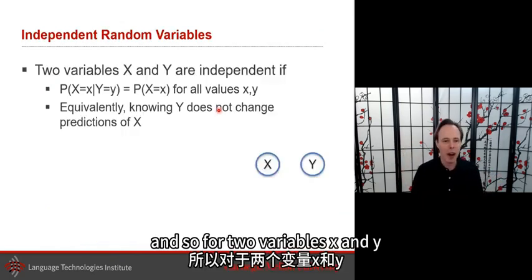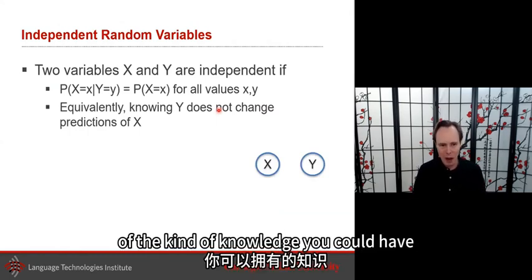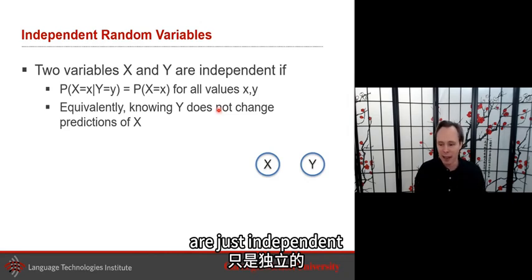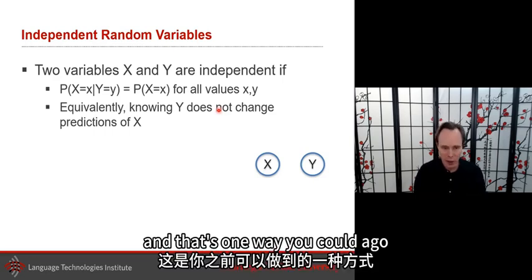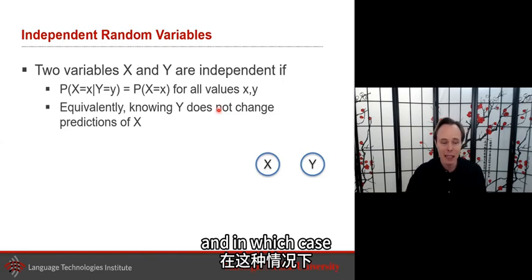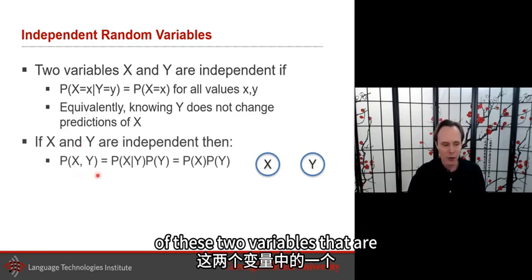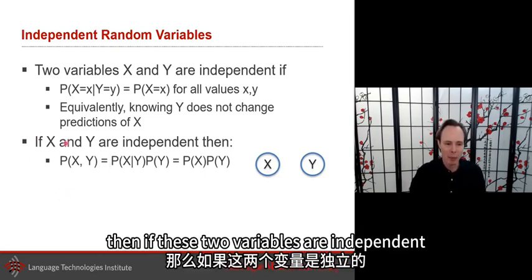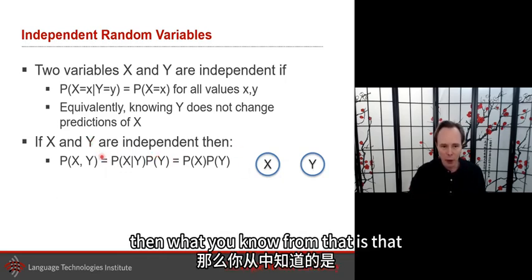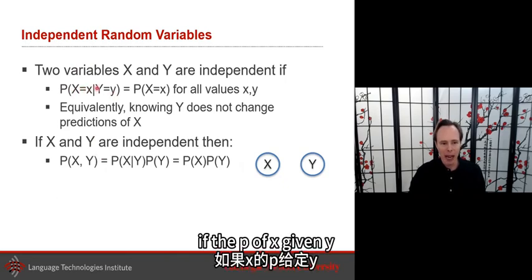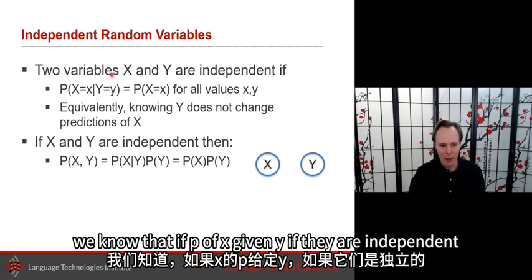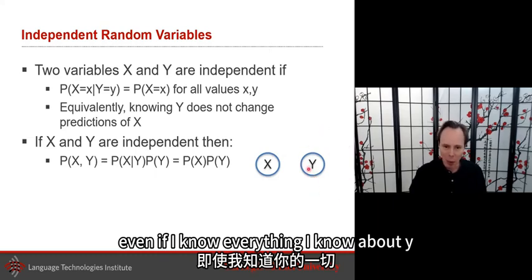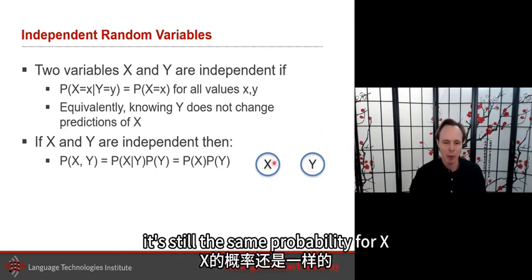And so for two variables X and Y, the extreme version of the kind of knowledge you could have is you could say, hey, these two variables are just independent. That's one way you could go. In which case, if you have the joint probability of these two variables that are independent, then what you know from that is that P of X given Y, if they are independent, is equivalent to P of X, because even if I know everything about Y, it still doesn't change anything. It's still the same probability for X.